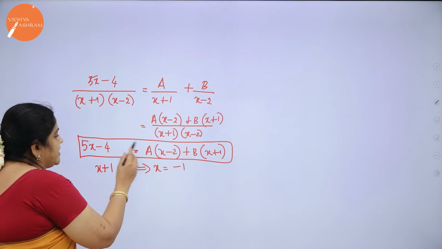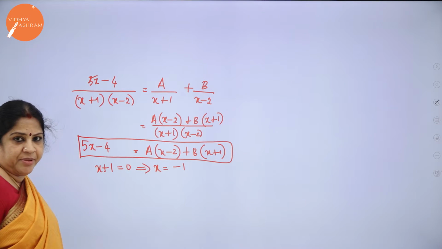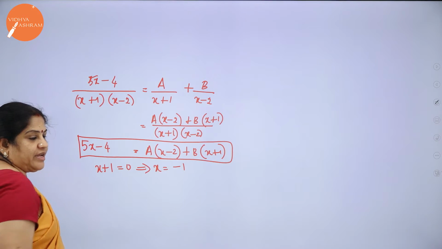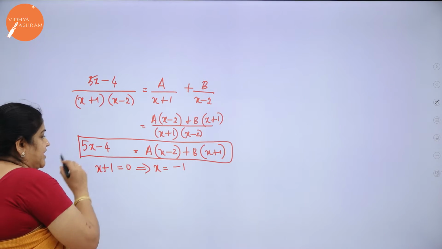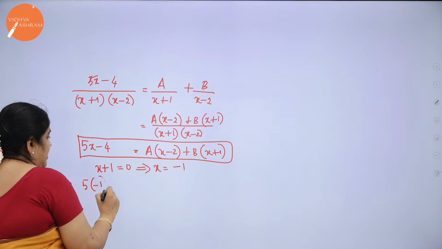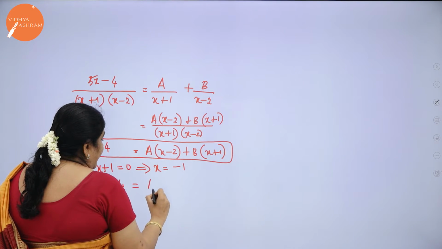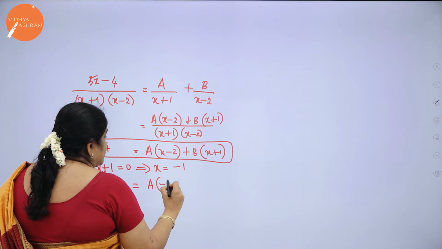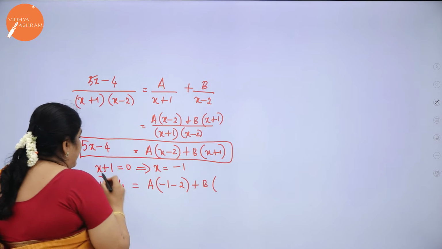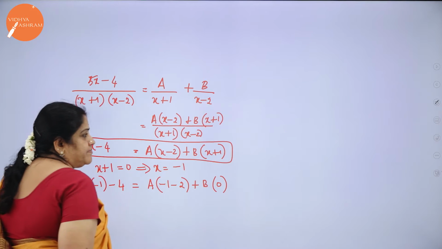When things are not alike, we need to compare and check in order to get the values of A and B. So, what we do is, we take one term of the denominator, equate it to 0, get the value of X, and substitute that value of X. So, this will become 5 into minus 1 minus 4 equals A into minus 1 minus 2 plus B into, we have already taken X plus 1 as 0. So, it is B into 0.